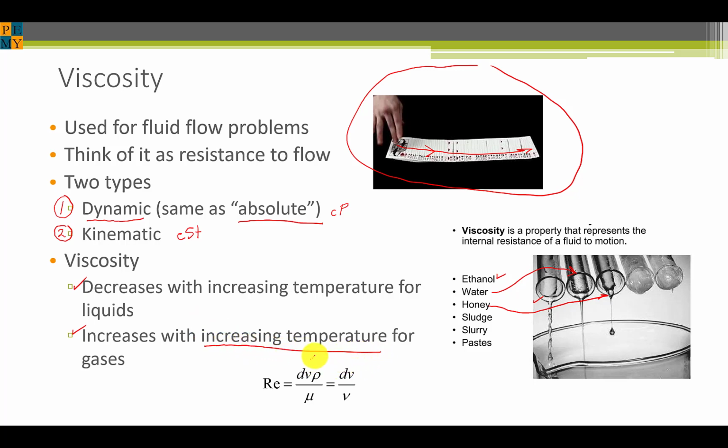A good example of where viscosity is used is in Reynolds number. This equation is a metric that determines the point where fluid flow goes from laminar, which means flowing like layers, like the cards, to turbulent, where a different mechanism of transport is occurring.